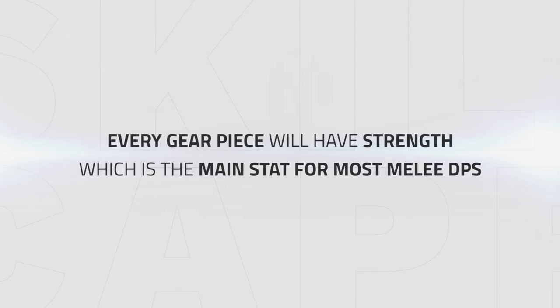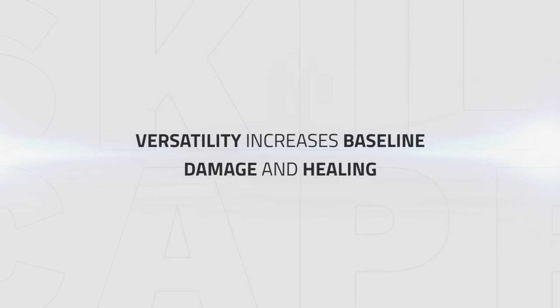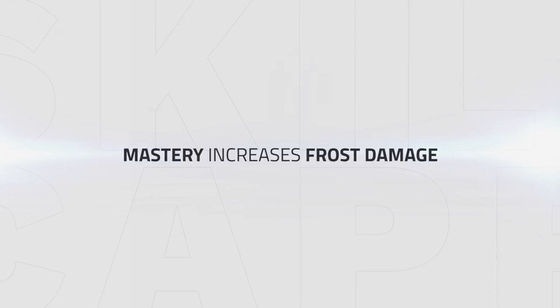Every gear piece will have strength on it, which is the main stat for most melee DPS. After this, the priority list looks like this. Versatility, Mastery, Haste, Critical Strike. Versatility increases your baseline damage from all abilities and increases the healing of your Death Strike, making you more tanky.